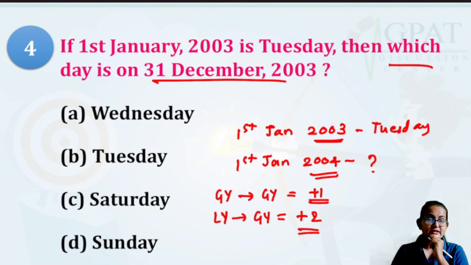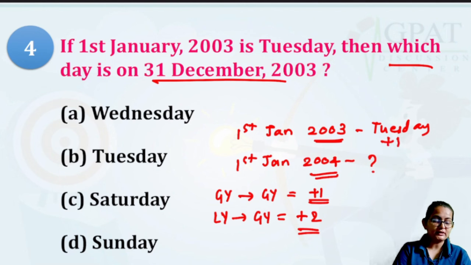Now, is 2004 a leap year? Yes, it is a leap year. But the leap day comes after the month of February is gone. The leap year effect starts from the February month, so for 1st January itself we are not considering it as a leap year. Even though it is a leap year, here also you have to add only +1.